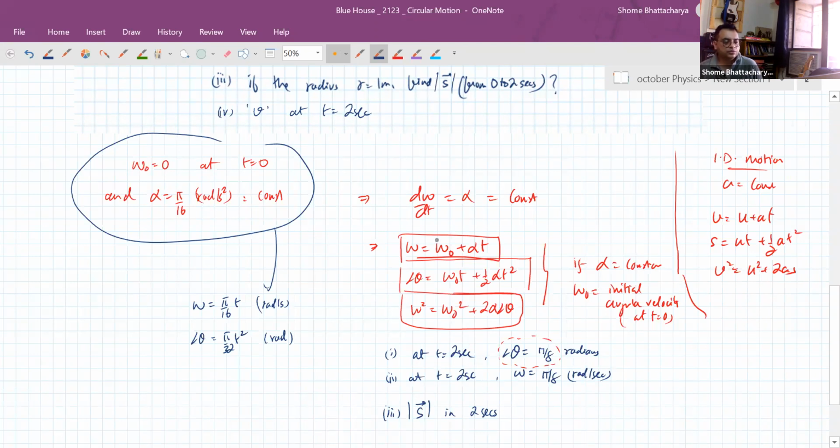Okay, so just try this part out, people. The hint I'm giving you for the third part is that you have to actually draw the circle.